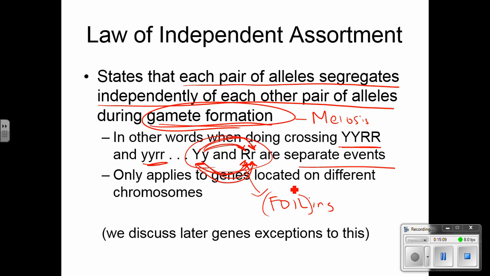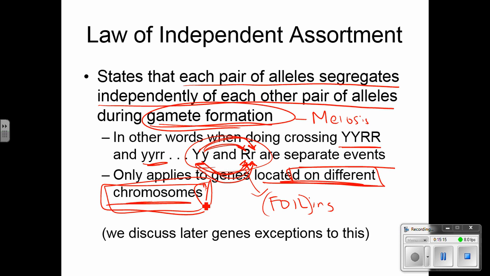It only applies to genes located on different chromosomes. This becomes really important because when we talk about genes that are on the same chromosome, they usually do go together in a gamete because they're on the same chromosome. This applies to different chromosomes, and we're going to talk about this much later. It's called linked genes.